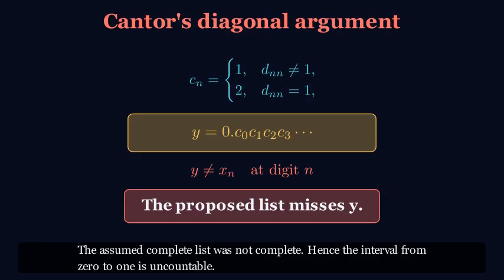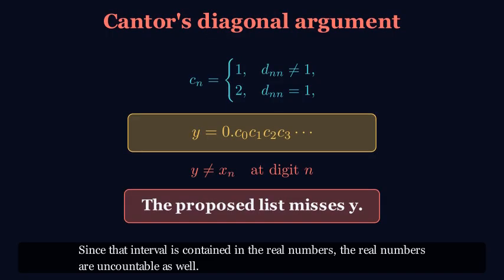The assumed complete list was not complete. Hence the interval from 0 to 1 is uncountable. Since that interval is contained in the real numbers, the real numbers are uncountable as well.